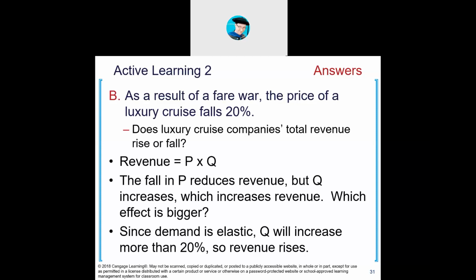What happens to the company's revenue as a result of a 20% decrease in fares? So look, knowing that revenue equals price times quantity, we would recognize the fall in price, but the quantity increases, which will increase revenue. Makes perfect sense. Since the demand is elastic, we know elastic demand for cruise ships, yeah? I mean, there's obvious substitutes. The quantity will increase more than 20%, so revenues will increase.